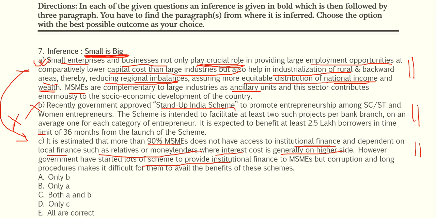Just against it. So we cannot say small is big. There is no such mention that small enterprises or businesses are playing a crucial role, or small industries are playing a crucial role and contributing a lot. Right? There is no such mention. Rather, it is just doing the opposite.